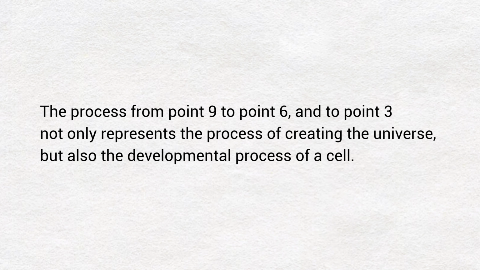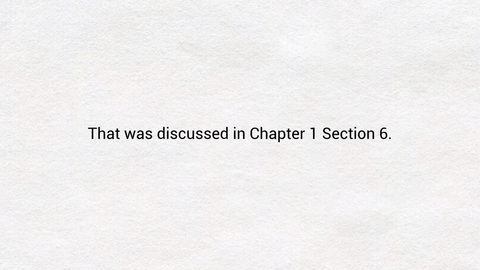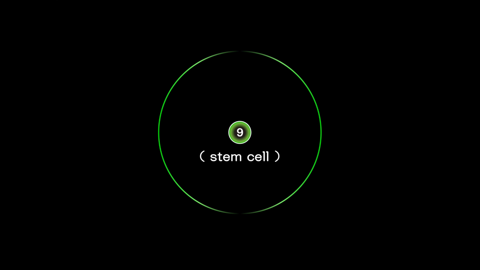The process from point 9 to point 6 and to point 3 not only represents the process of creating the universe, but also the developmental process of a cell. That was discussed in Chapter 1, Section 6. Recall the following. Point 9 represents the stem cell. That is the earliest stage of a cell. Stem cells have not yet developed their own unique identity, and thus they are all identical.